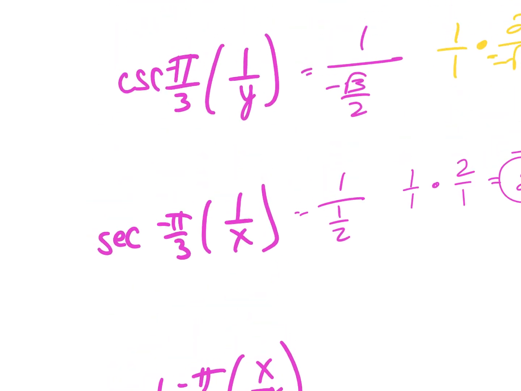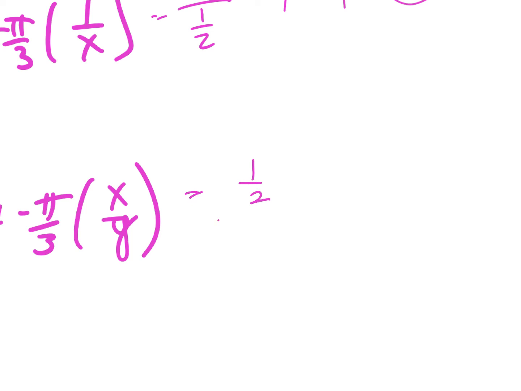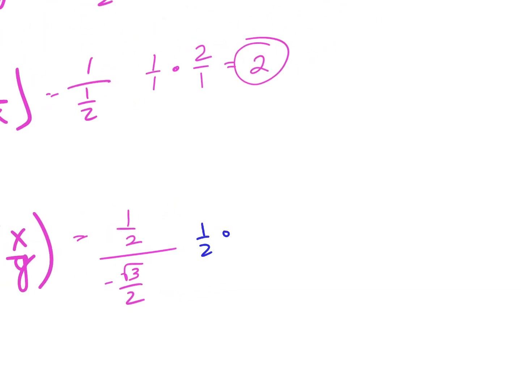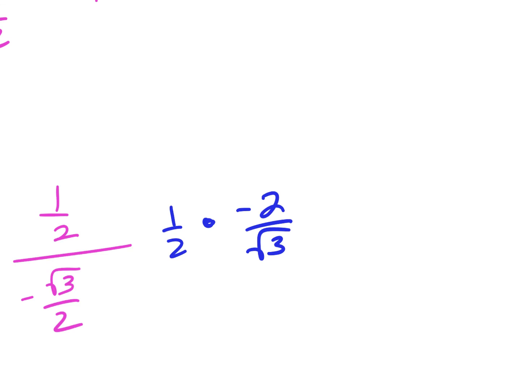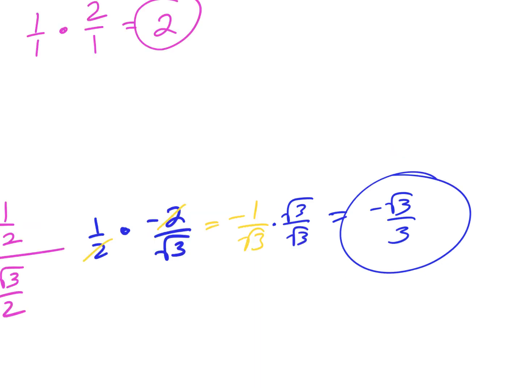And then my cotangent is your x value over your y value. So 1/2 divided by negative square root of 3 over 2. Keep, change, flip. 1/2 times 2 over negative square root of 3. Okay, so here the 2's cancel, yes? So it's negative 1 over square root of 3. And then you can't leave square root of 3, so rationalize, and it becomes negative square root of 3 over 3, right? Okay, thank you, perfect.